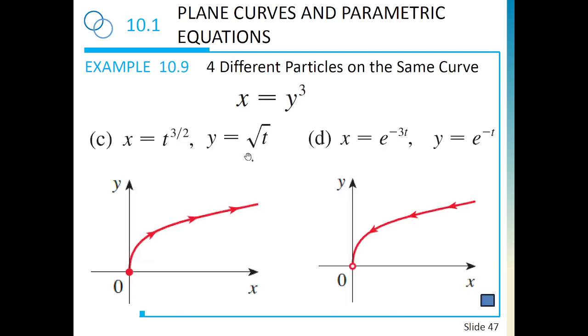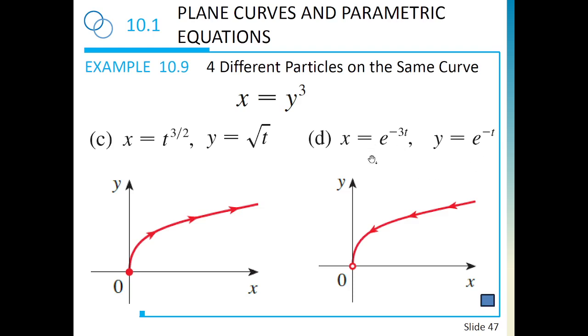The third case was radical t. Immediately we know that y needs to be positive, and t needs to be greater or equal to 0. So at t equals 0, y is 0, x is 0, so we start here. And then as t increases, y goes up and x goes up, so we are here. So we have only one part of the curve, and it starts at 0, 0, and it keeps increasing. So the particle has a source at 0, 0, and then it's traveling along this curve.